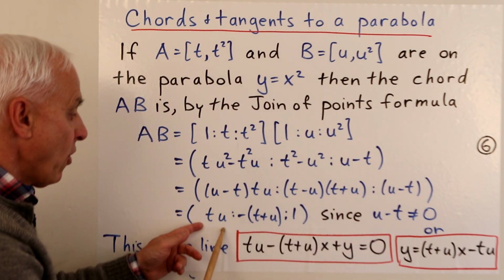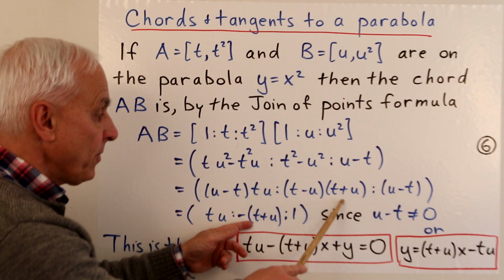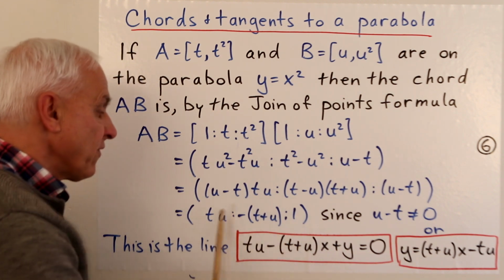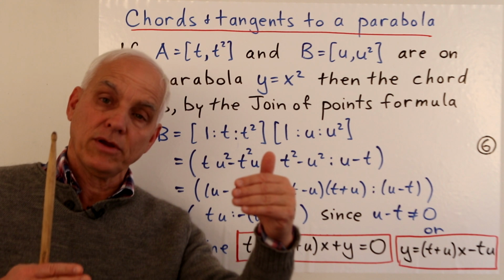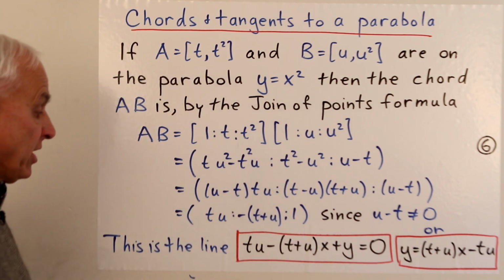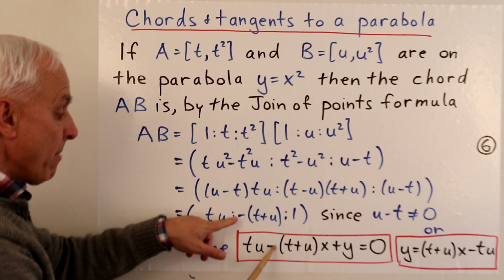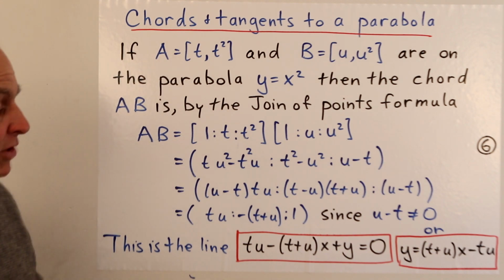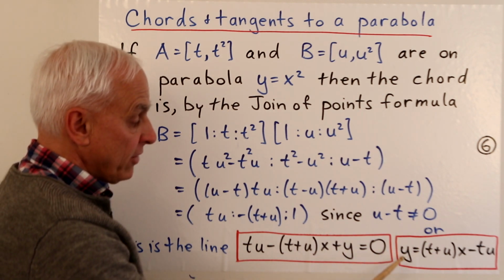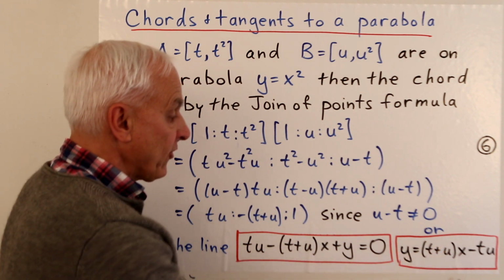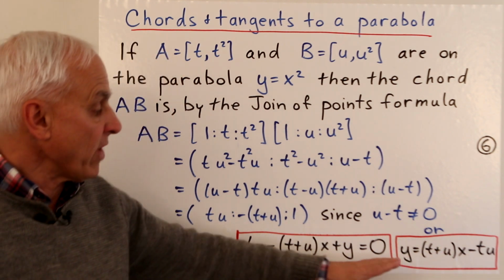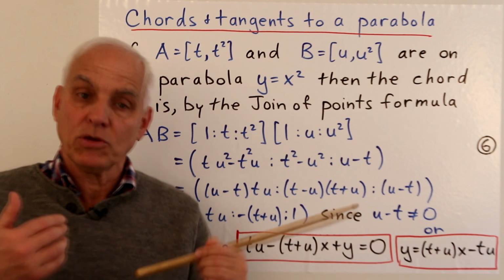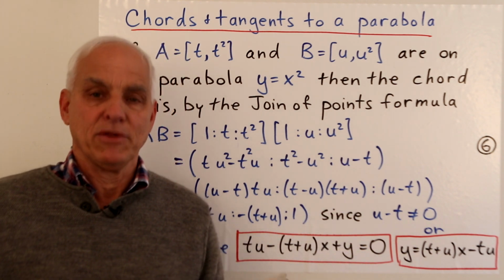We get tu over here. Here we get minus t plus u, and here we just get 1. So then this is the projective coordinate for the line or the chord AB. As an explicit equation, it has the form of tu, that's the constant term, minus t plus u x plus y equals 0. And if we want to rewrite that in a more familiar way, we could bring the y to one side, y equals t plus u x minus tu. That's quite an attractive, elegant formula for the chord, determined by 2 points on the parabola in terms of the parameters describing those 2 points.